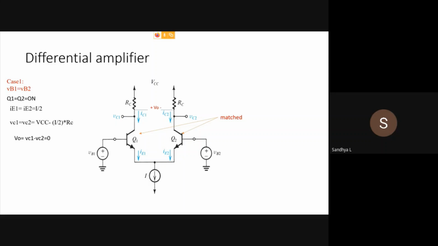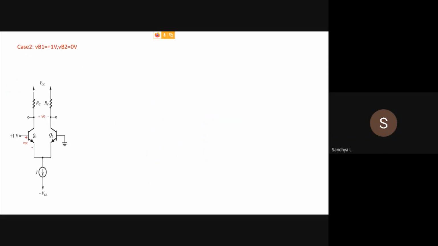So this is the first case. Now the second case is when VB1 is plus 1 volt and VB2 is 0 volt. VB1 is greater than VB2, wherein VB1 is sufficiently large.